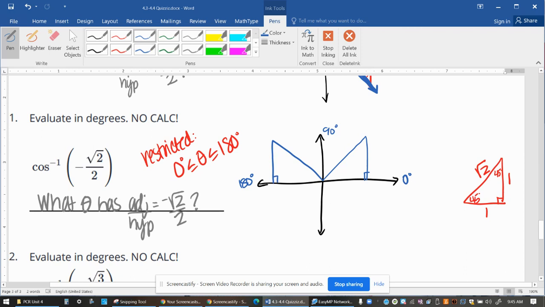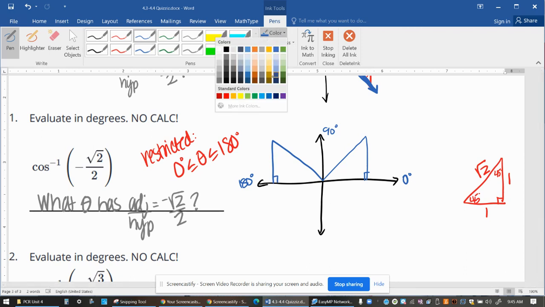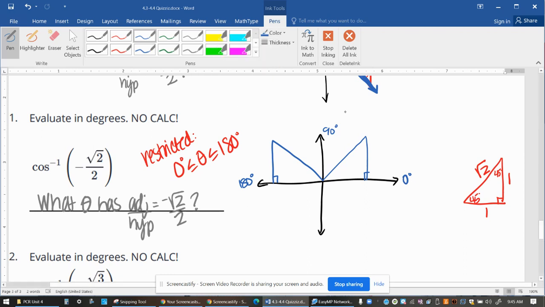ratio being negative, I'm leaning more towards it being in quadrant 2 as opposed to quadrant 1, okay? So if I label these, so again, the reference angle here is going to be 45. Now, if you're wondering where I got the 45, it's because I noticed that in a 45, 45, 90, if I use adjacent over hypotenuse, I get root 2 over 2.